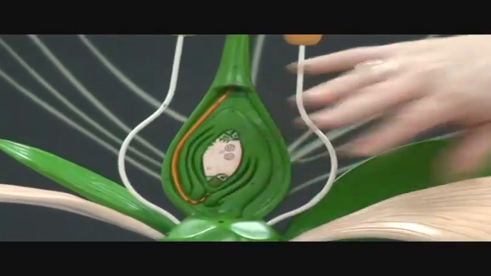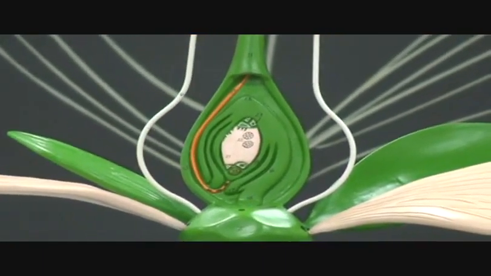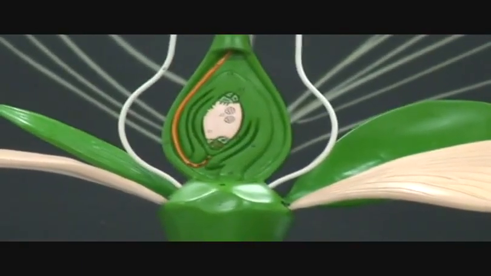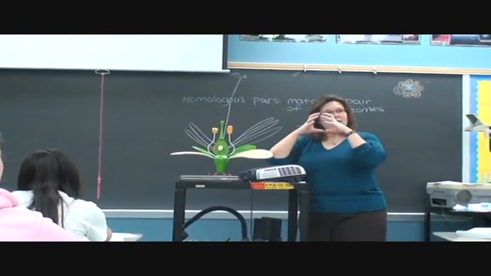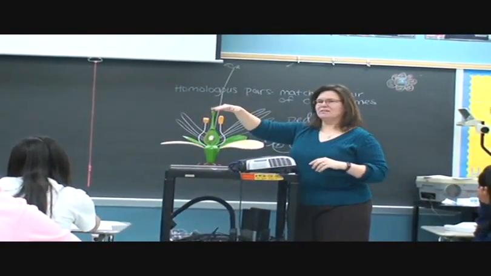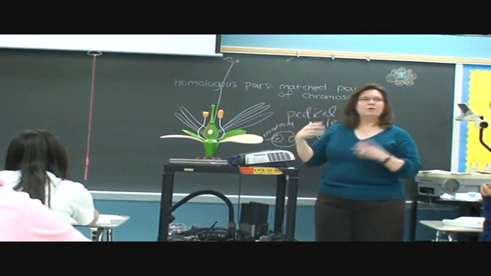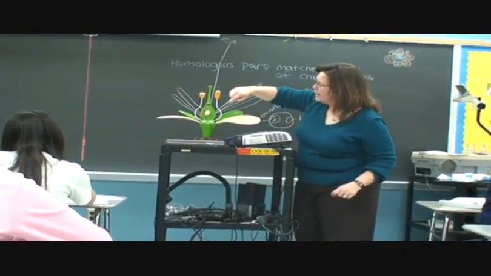You could have multiple ovaries, though, in a flower. It just depends on the flower. If you have multiple ovaries, you actually have multiple carpels. You have a whole bunch, like in a sunflower. The whole middle is just lots and lots of carpels. So you can have multiple of those in the flower, but, okay.